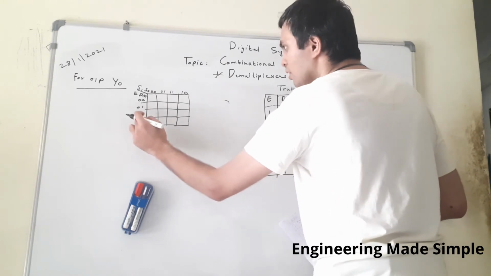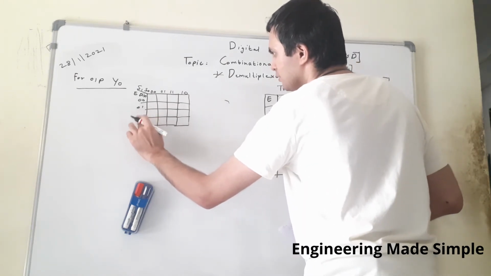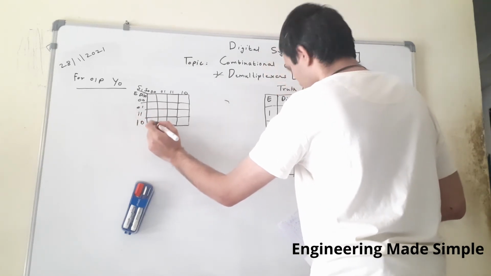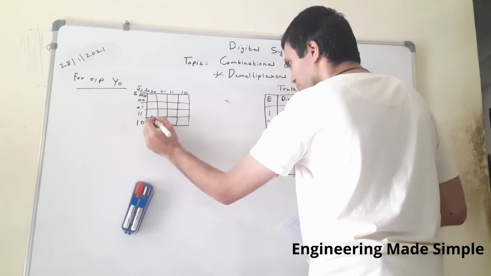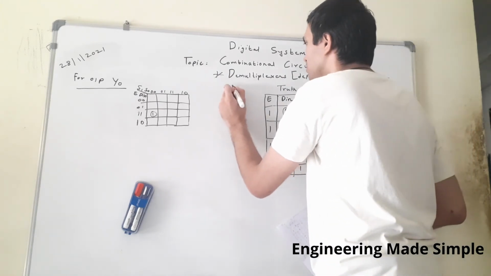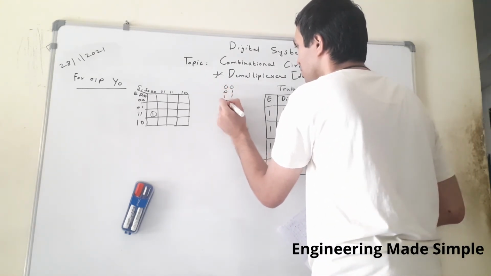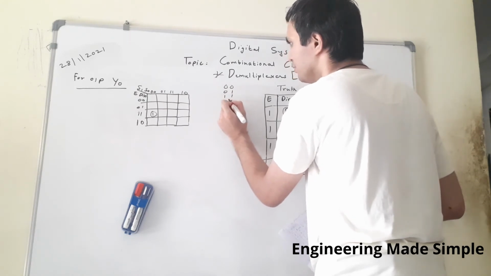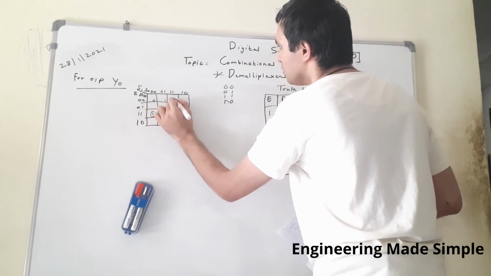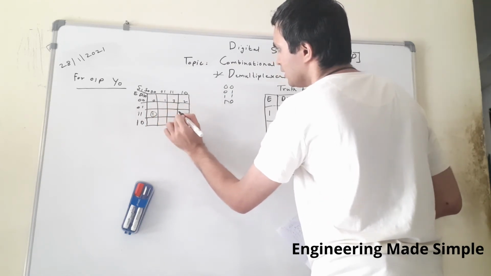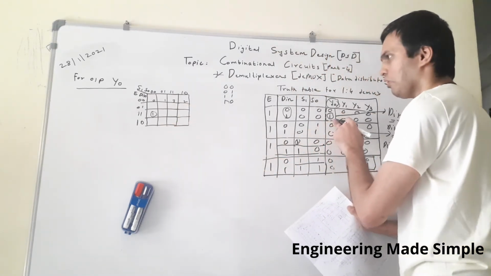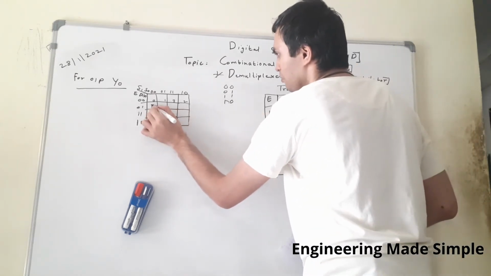So this is correct. Here only one min term is present for output y0, which we are solving. So I have filled it, and the rest of the squares will be filled with 0.